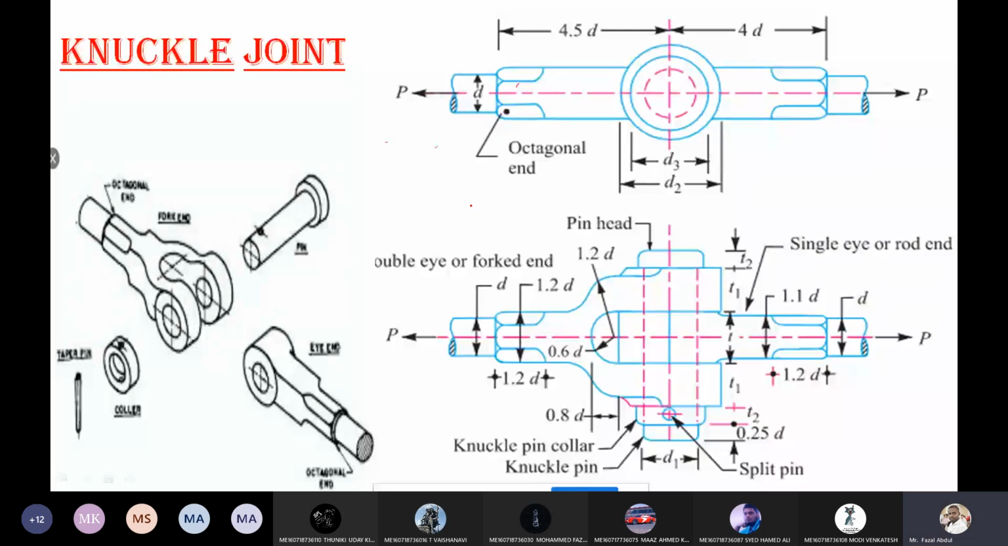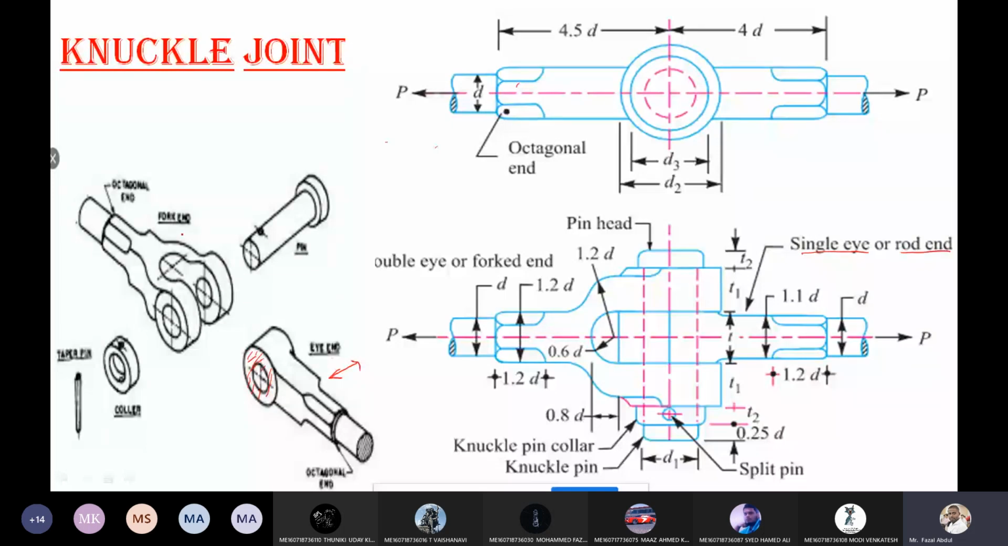So before starting this, the terminology is very important, as we discussed in the earlier cases. This one is known as the single eye rod, otherwise the rod end. Why are we calling it single eye rod? Because if you see this diagram, one single circular shape is appearing, and a hole is created in that circular shape. So the name is given as single eye or rod end.